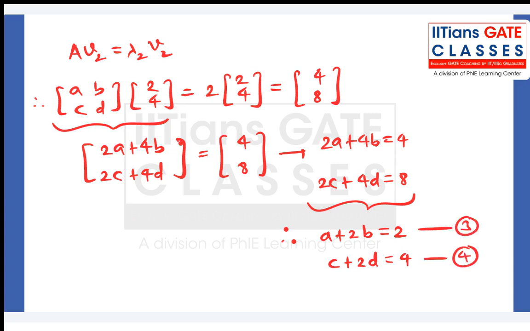Now you have 4 unknowns and 4 equations. Now you can solve. And how do you do that? See, a and b appear in equation 3 and equation 1 only.